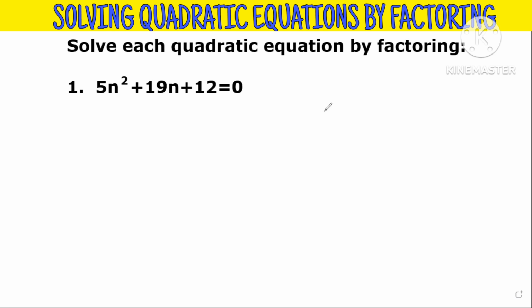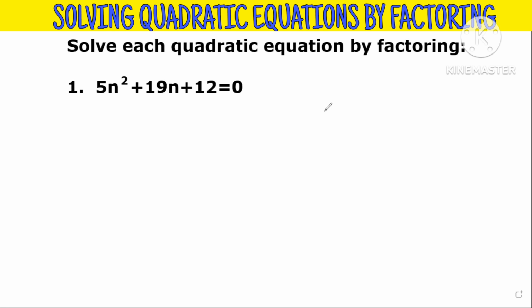First step, do we have a GCF? 5, 19, and 12? Wala, no? Now, second step, is this a perfect square trinomial? Sa first term pa lang ay busted na because 5 is not a perfect square, wala siyang square root.